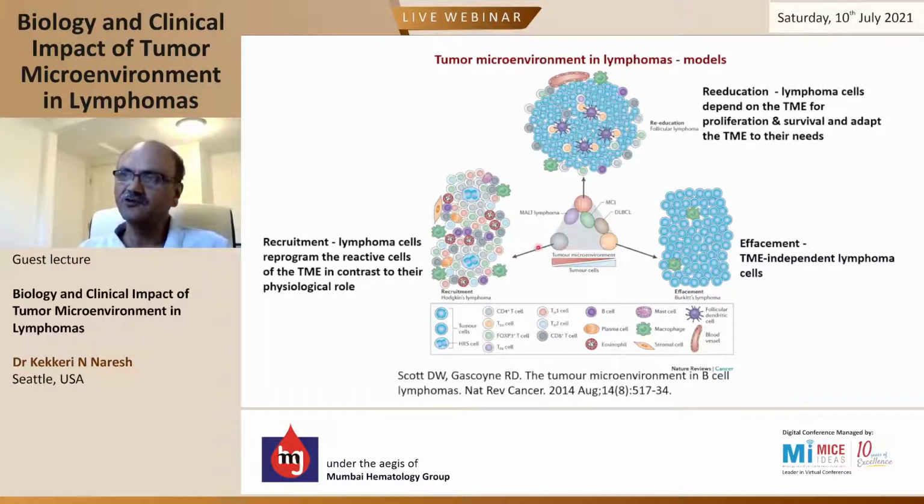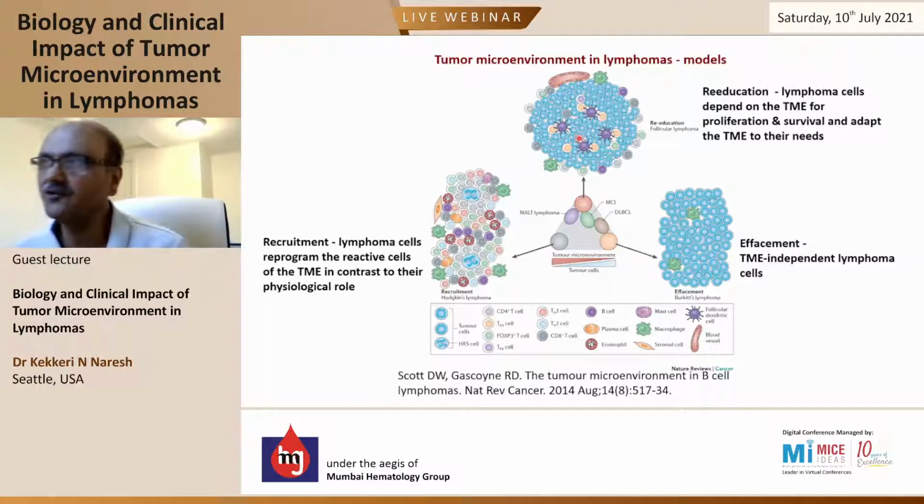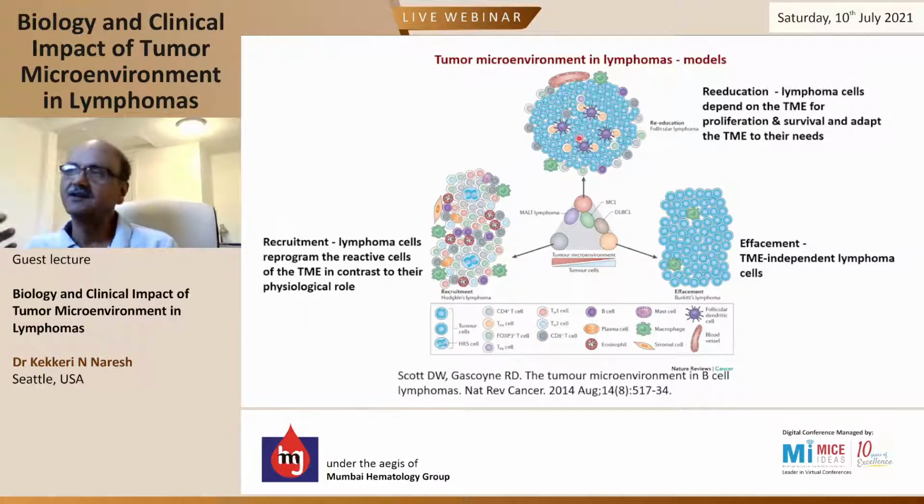Most other lymphomas fall somewhere in between Hodgkin lymphoma and Burkitt lymphoma, where there is a fair degree of immune microenvironment. Another example is follicular lymphoma, where the immune microenvironment is very similar to what one would see in a normal follicle. So here, the lymphoma re-educates the normal microenvironment of the follicle and uses the tumor microenvironment for its own proliferation and survival.